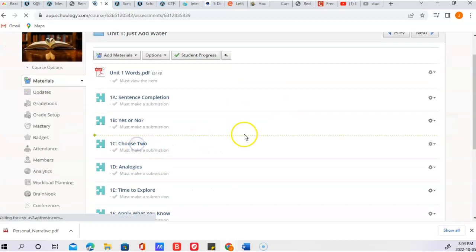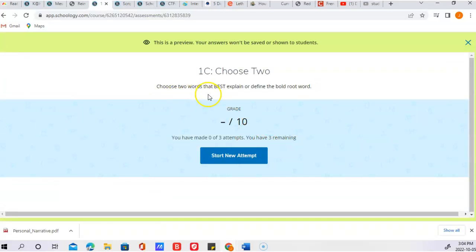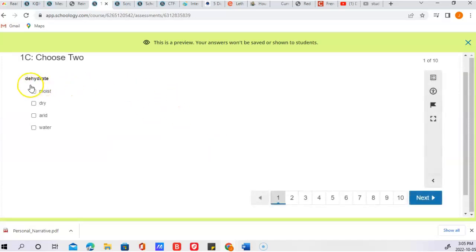The third one is a little bit trickier because here you're choosing two. It's not just one thing, you have to choose two words that best explain or define the bold root word. And remember, you get 3 attempts on all of these. So if you mess it up the first time, you can go back and redo it. So we looked at this one already this morning. Dehydrate is the word. Choose 2 words that work with dehydrate. If we dehydrate something, we make it dry. And another word for dry would be arid. So those are the answers for that one.